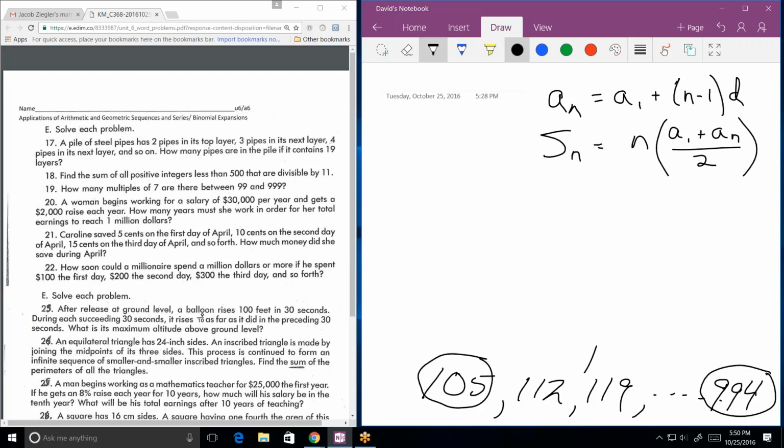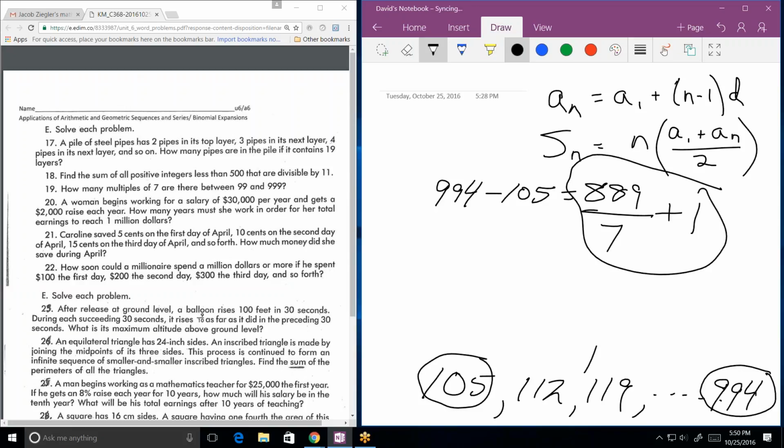Here's a better way that I like: I'm going to take the last term, subtract the first term. What's that? 889. Divide that by 7 and add 1. That's how many terms there are in that series. In other words, that's kind of what you did. You divided your last term by 7 and your first term by 7, and you took that answer, but you're still going to have to add 1 doing it that way. Oh, so yeah. Okay. But this way is a little clearer.